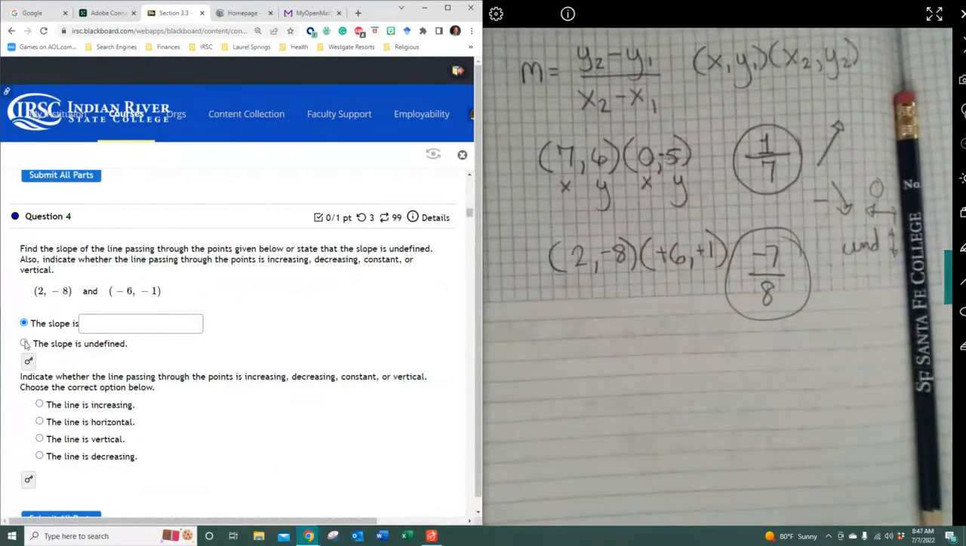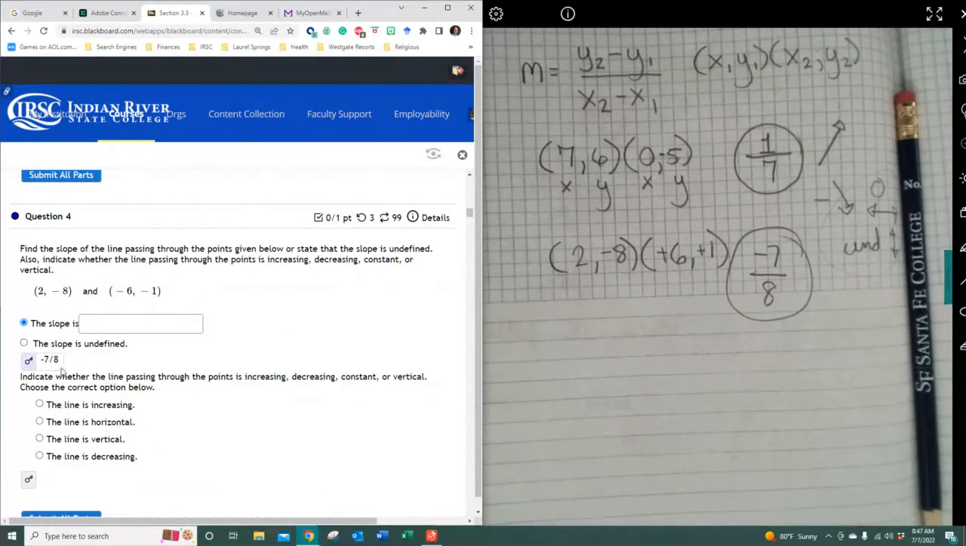Just change the signs, add, boom. You know, you're done. There it is. -7/8. And this means it's decreasing.